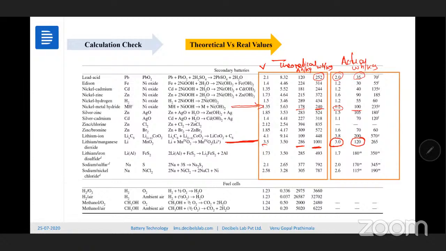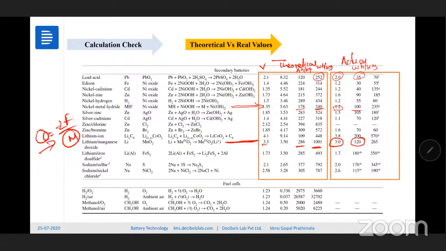So if you consider that particular thing, C equal to ZF by M. So M is inversely proportional to capacity. So as molar mass increases, the capacity will decrease. That's the reason whenever we consider the whole mass of the cell, the capacity of the cell will be decreased. And there are some other reasons like losses, such as internal resistance losses or voltage drop losses and everything will be there. But the main reason for this is because of the mass increment.